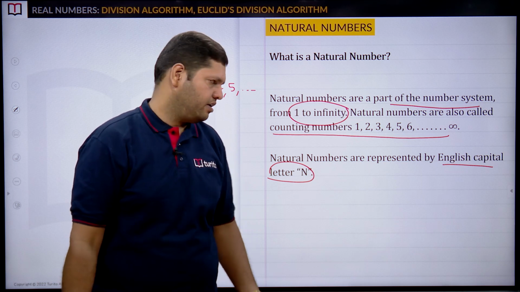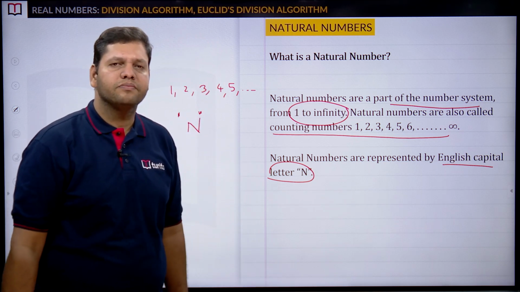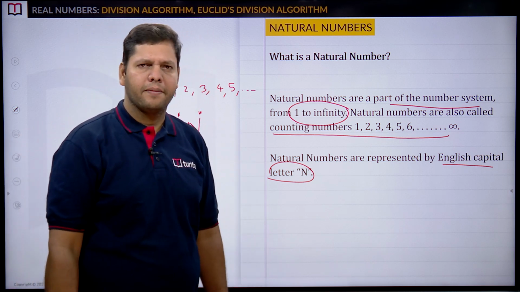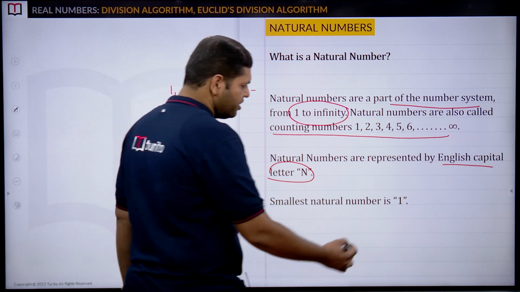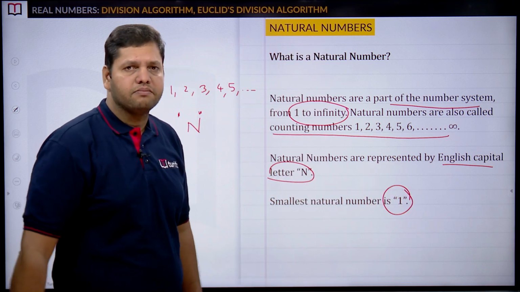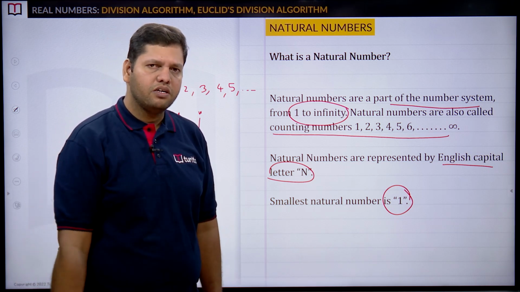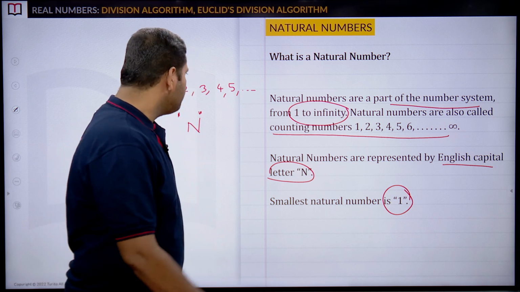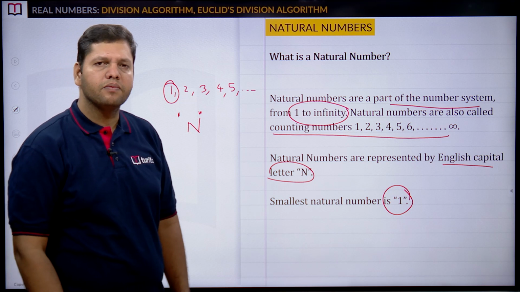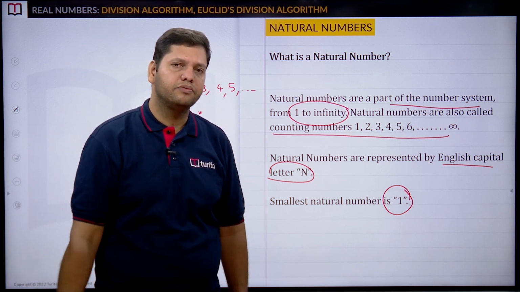Okay. Next, children, can you tell me what is the smallest natural number? Yes, the smallest natural number is 1, because the starting number is 1 only. Since the starting number is 1, can't we say that the smallest natural number is 1? Yes, 1 is the smallest natural number. Then my question is, can you tell me children, what is the greatest natural number?